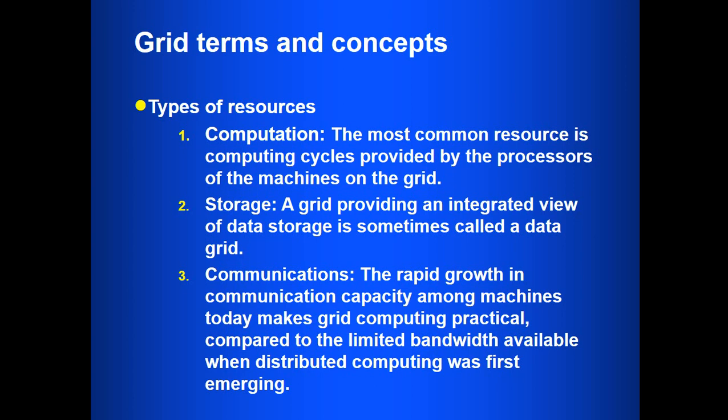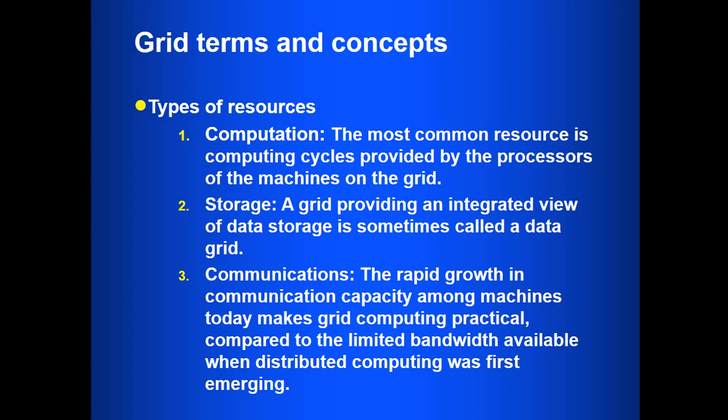One important type of resource in a grid is computation. The most common resource is computing cycles provided by the processors of the machines on the grid. The processors can vary in speed, in architecture, in software platform, and other associated factors such as memory, storage, and connectivity.